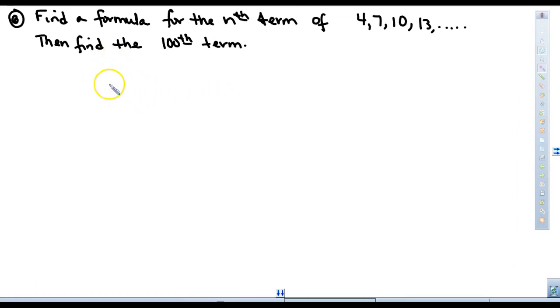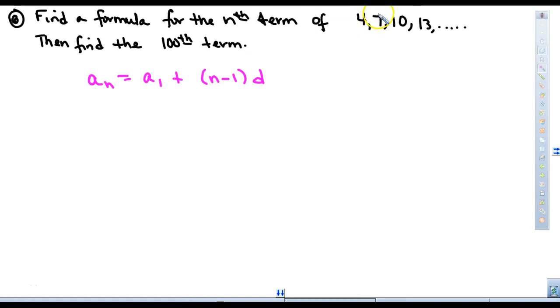So what I'm going to do there is start with my formula. A sub n is equal to a sub 1 plus n minus 1 times d. And I need to back up and tell you why I need to use this one. You do need to figure out if this is arithmetic or geometric first. And I did that really fast in my head.